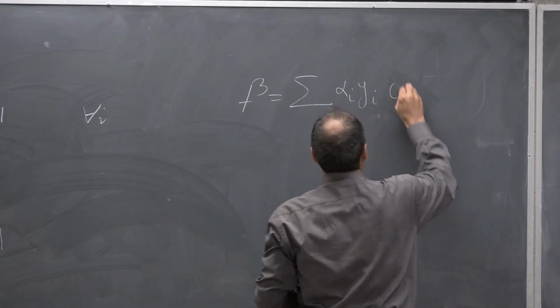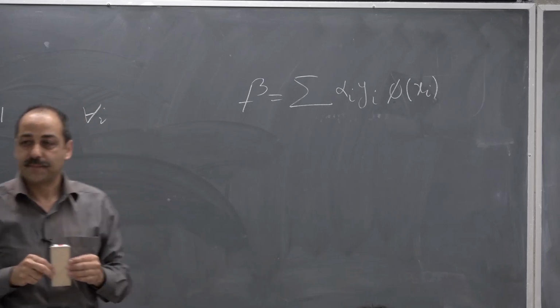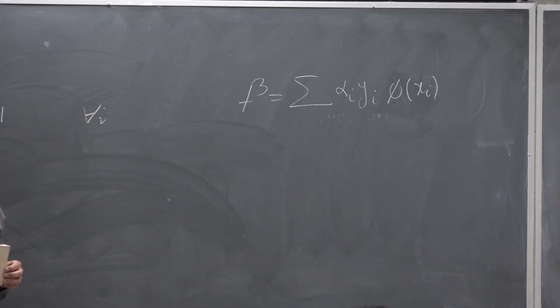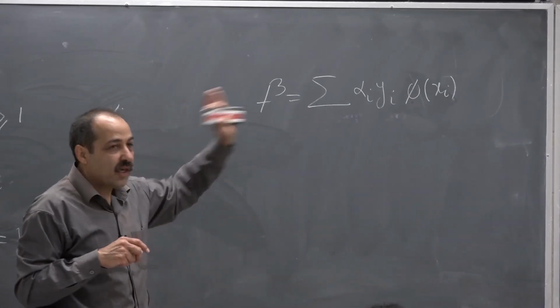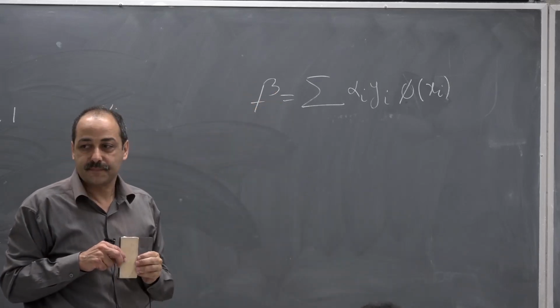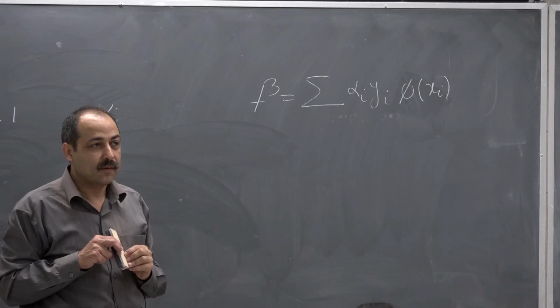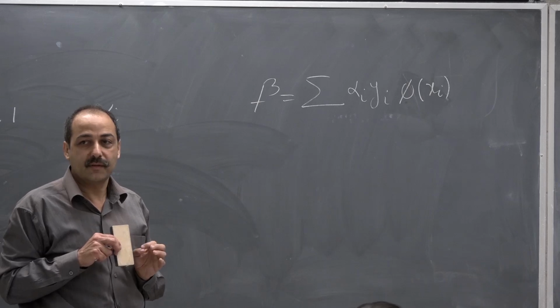Suppose that all points have been mapped to some feature space. Then this is phi of xi. But we don't know what the phi is. We never knew explicitly what the phi is. We just implicitly computed phi transpose phi. So when I use kernel and solve for the nonlinear case, how can I compute beta? Any idea?